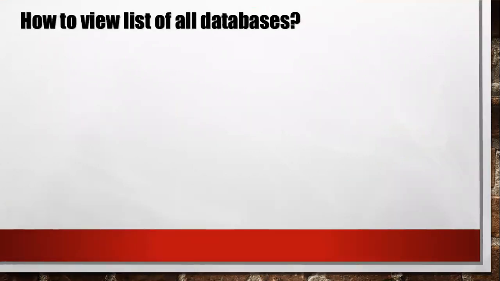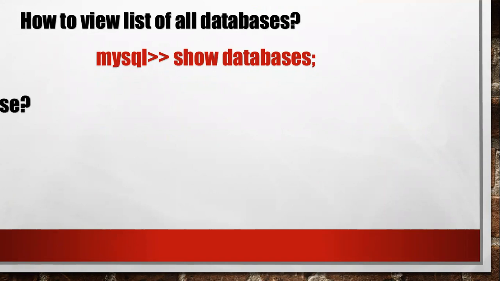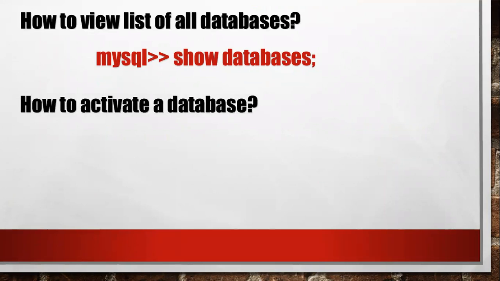In the previous lecture we studied some commands, like how to view the list of the databases. Show databases is the command to view the list of all the databases present in your RDBMS software. The next command is how to activate a database. In our RDBMS software there are many databases, so if I want to activate a particular database, what do I write? I will write use and the name of the database. Suppose I want to activate the database company, then I will write use company.